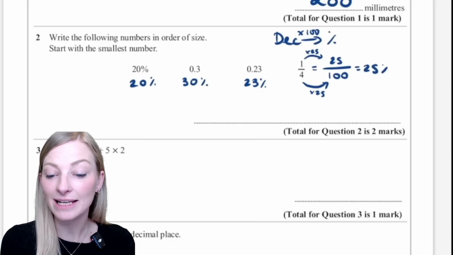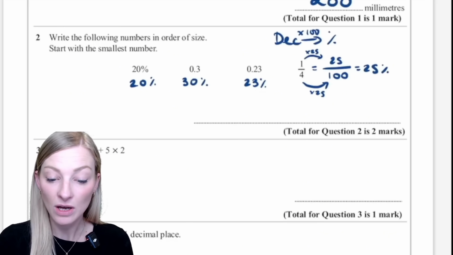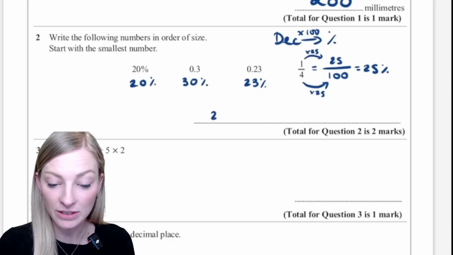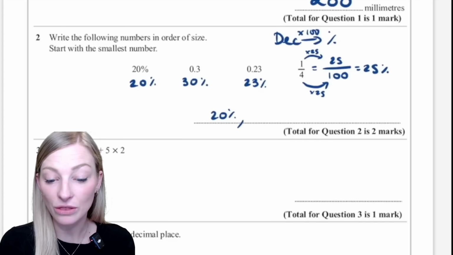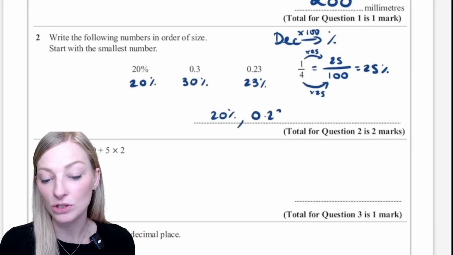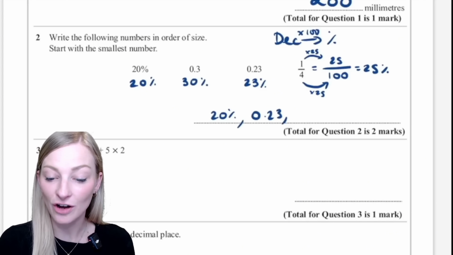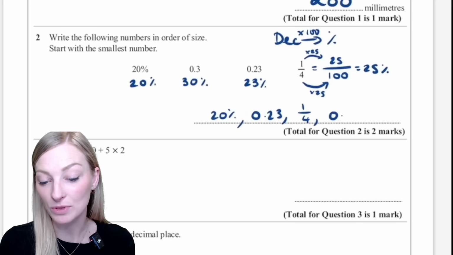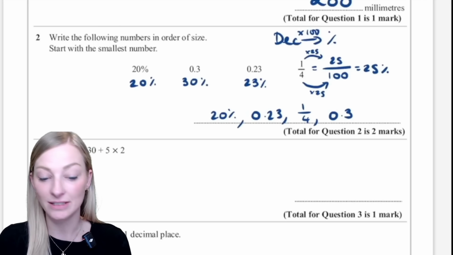And now it becomes a little bit easier to order them. I'm going to go with 20% first, then 23%, so let's put 0.23, then 25%, so then let's put a quarter, and then 0.3, which was our 30%, is the biggest.